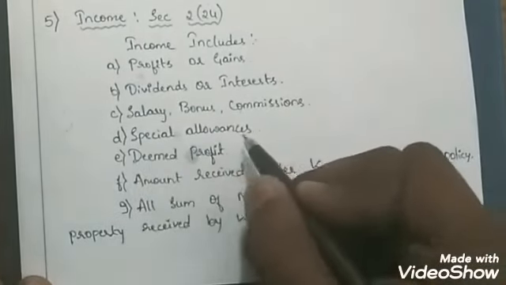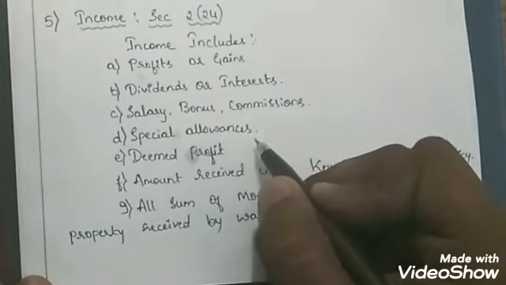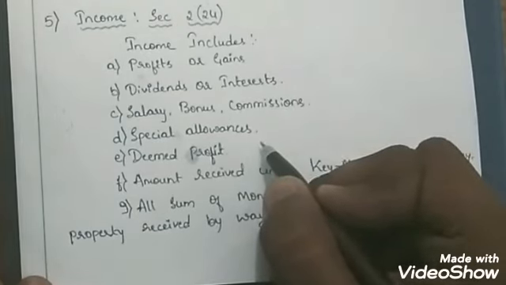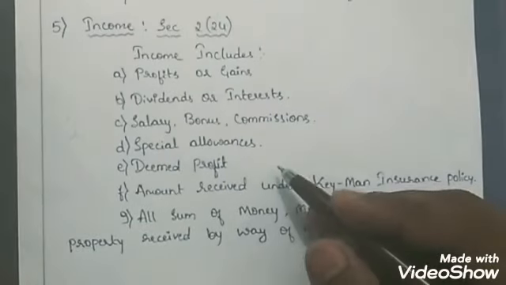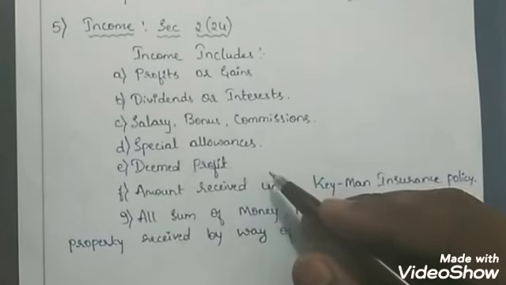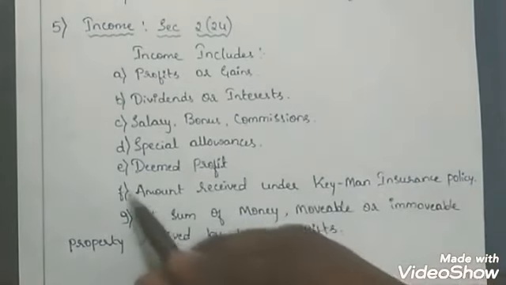Next, D. Special allowances. It refers to the extra benefits in the form of money given to the job holders or employees by the employer. Examples for this can be house rent allowances, traveling allowances, etc. These can also be treated as income of a person and they are taxable.